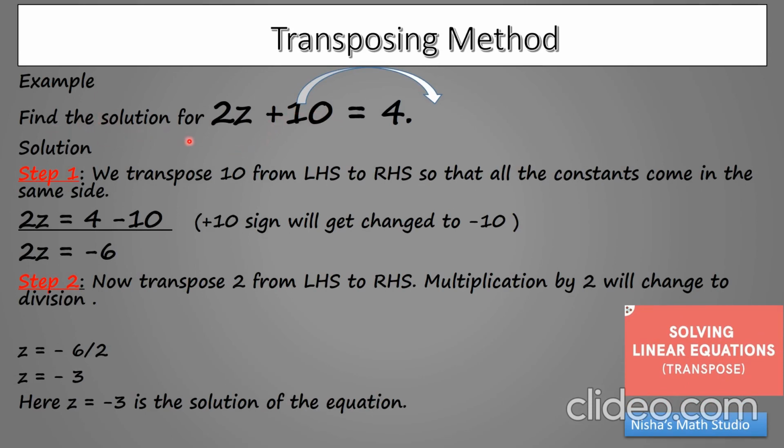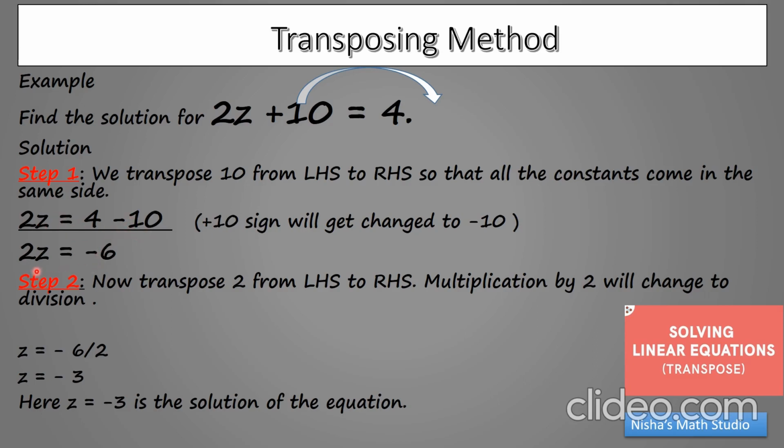We have to find the solution for 2z plus 10 is equal to 4. Finding the solution is nothing but finding the value of z. Remember, in the transposing method, we take the terms from one side to another side. Now, I'm going to take this 10 from the left hand side to right hand side. So, we transpose 10 from left hand side to right hand side so that all the constants come on the same side. When I take it from one side to another, plus 10 will change to minus 10. Look at this. 2z is equal to 4 minus 10. 4 minus 10 will give you minus 6.